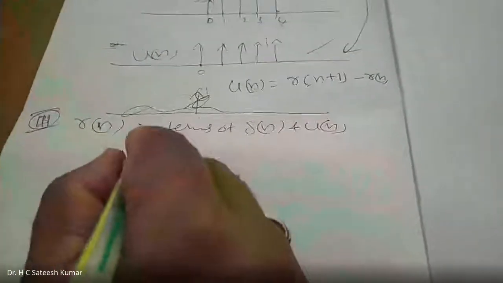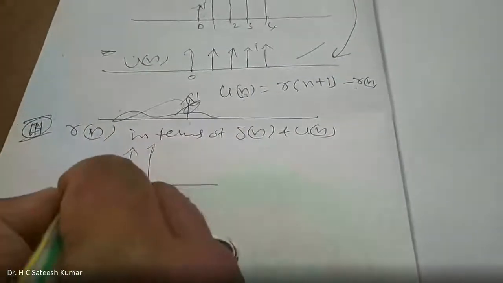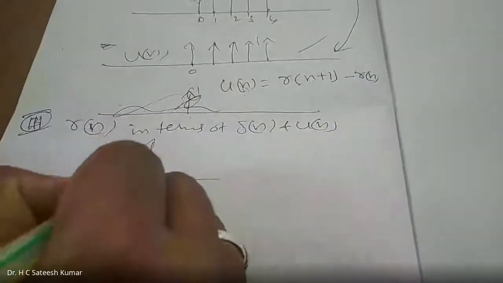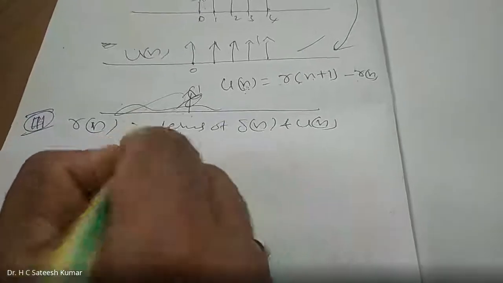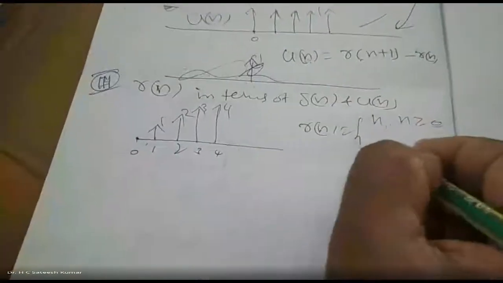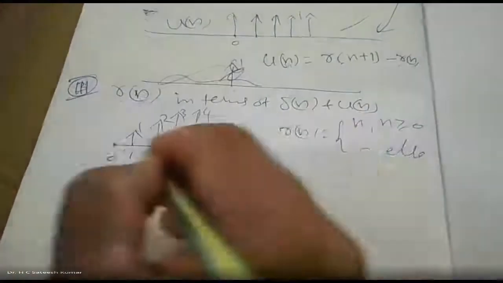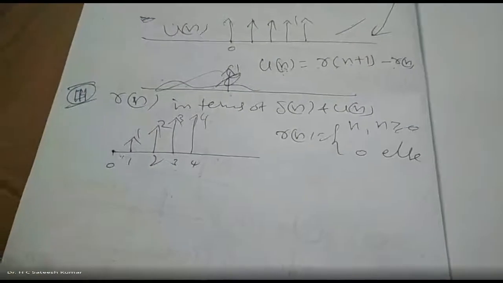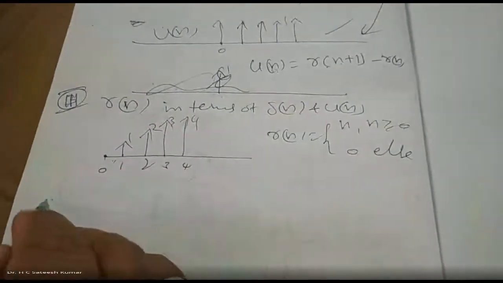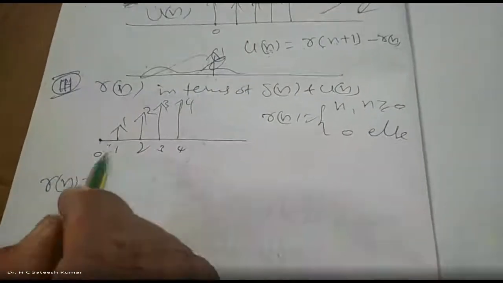Like this. Okay, this is 0, its value is 0. Then 1, 1, 2, 2, 3, 3, 4, 4, because R of n is equal to n for n greater than or equal to 0, and at 0 its value is 0. Okay, this is your R of n. So what is it that you want? In terms of delta of n, you should write it. R of n is equal to. This is your what?